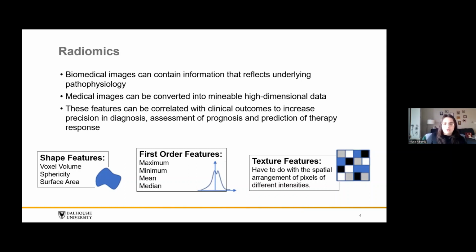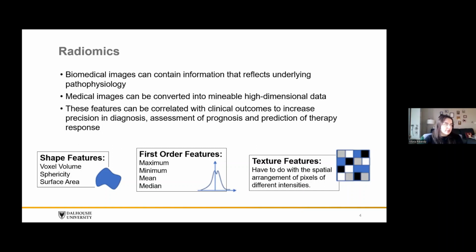What we do know, as Kim talked about earlier, is that these images contain a lot of information that reflects the underlying pathophysiology of the tumor. So we could take these medical images and convert them into mineable high-dimensional data by extracting features. And these features can offer information on tumor phenotype and microenvironment, and we can correlate them with treatment outcomes to increase precision in diagnosis, assessment of prognosis, and prediction of therapy.